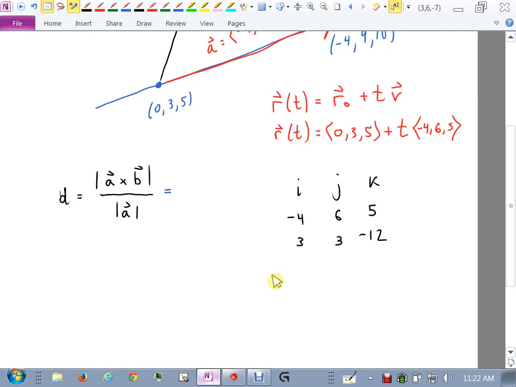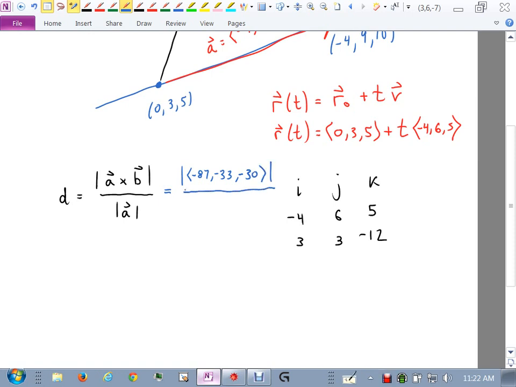The whole thing? This right here, just the top, or the whole thing? Just top. You got 97.8? Oh, you took the magnitude already? Yeah. Okay, so what was inside the magnitude part? It was a vector, right? What was the vector you had?